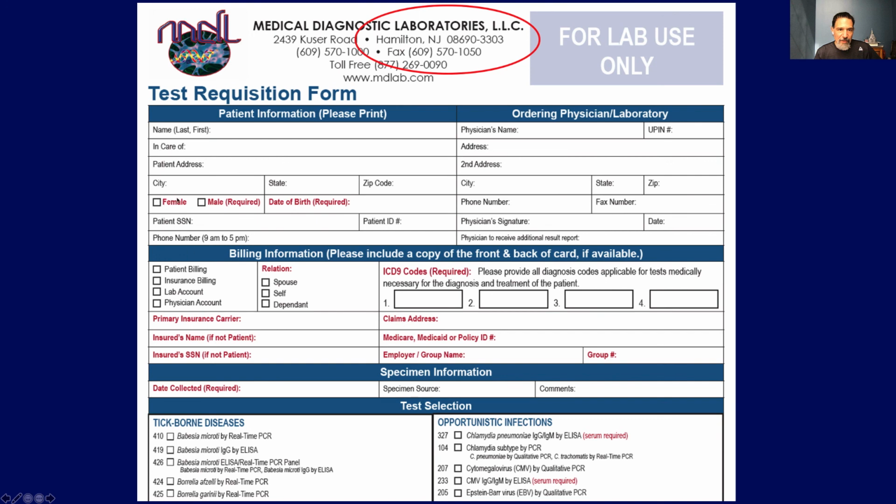So, the sex and date of birth information is required. Billing information is required, not surprisingly.